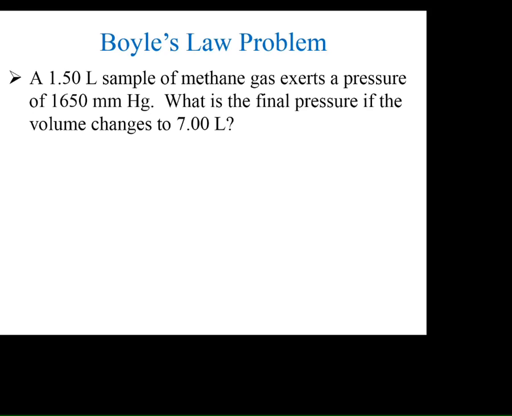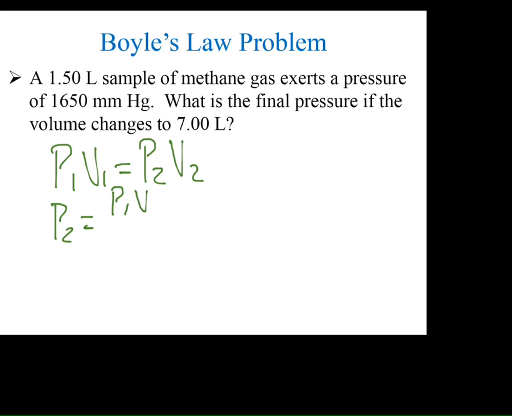So our equation is P1 V1 equals P2 V2. I know the initial volume was 1.5, the initial pressure was 1650, the final volume was 7. So which variable am I trying to find? P2, right? I want to find P2, so P2 is the one I need to isolate. If I want to get P2 by itself, what do I do? Divide both sides by V2, right? So P2 is going to come out equal to P1 V1 divided by V2. Exactly.